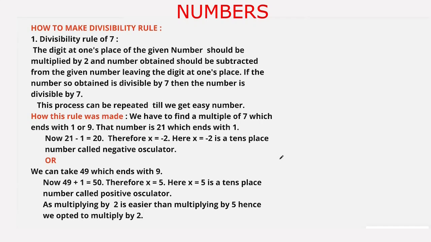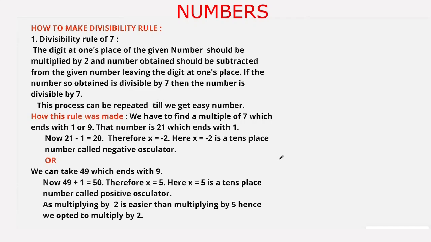Now I explain the theory. If any given number is there, then we multiply 2 to the ones place of that number and then we subtract the number so obtained from the given number, leaving the ones place or units place. And whatever the remainder we get, if that number is divisible by 7, then the number is divisible by 7.